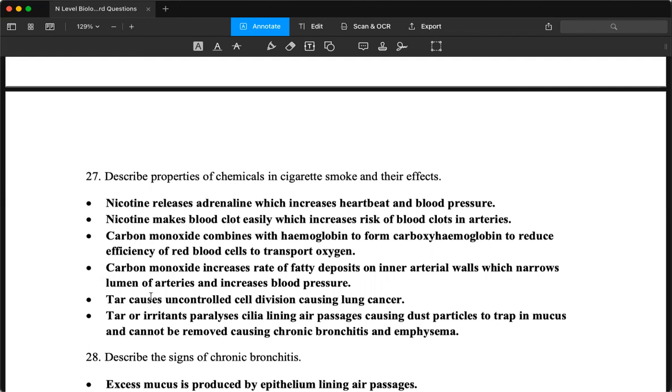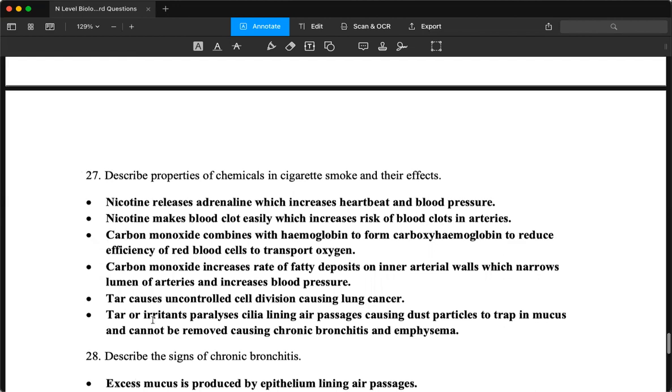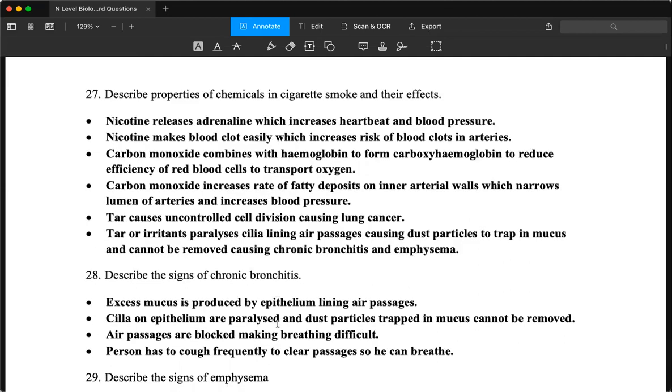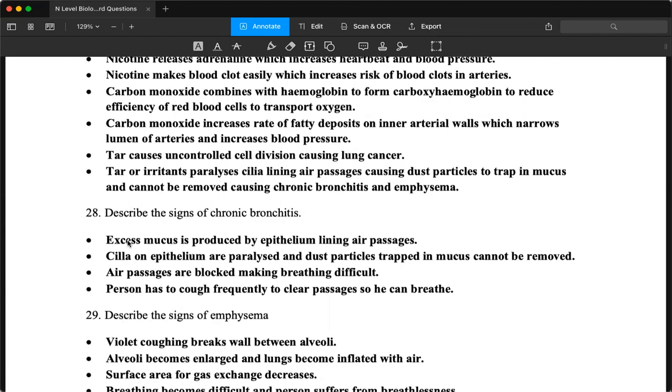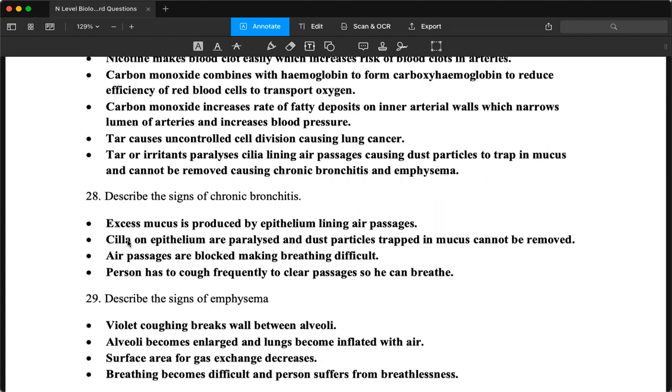What does tar cause? It causes cancer, but you must mention uncontrolled cell division first before you say lung cancer. The next one is chronic bronchitis and emphysema. Please know how to describe the signs. For chronic bronchitis, you must mention there will be excess mucus in the epithelium lining the air passages. The cilia on the epithelium become paralyzed, so the dust particles trapped in the mucus cannot be removed. You will feel there's something stuck in your air passage because it becomes blocked, making your breathing difficult.